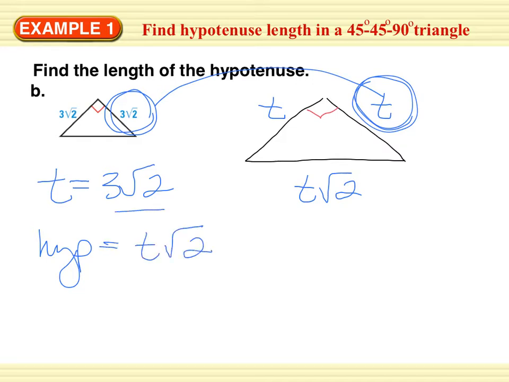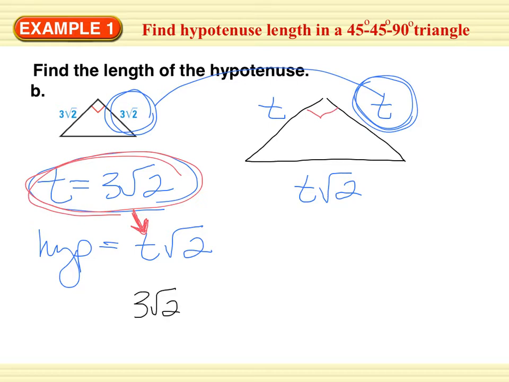So you take your t, oops, sorry, it's in a different color. You take your t and you substitute. So instead of t, I'm going to write 3 square roots of 2 times the square root of 2. Hold on. And a reminder, since we haven't learned radicals yet, I'm going to take my calculator out and do 3 square roots of 2 times the square root of 2.